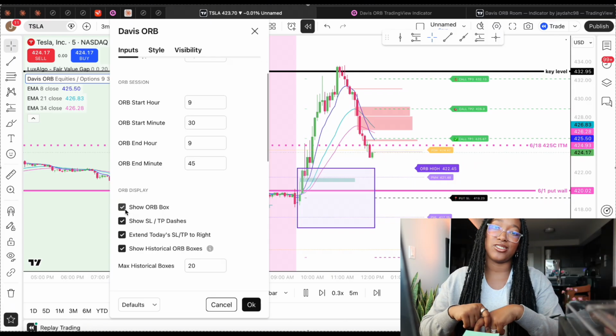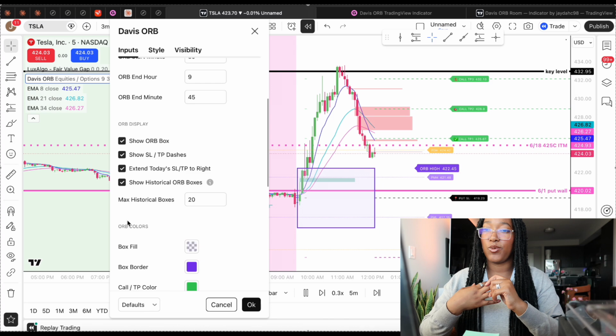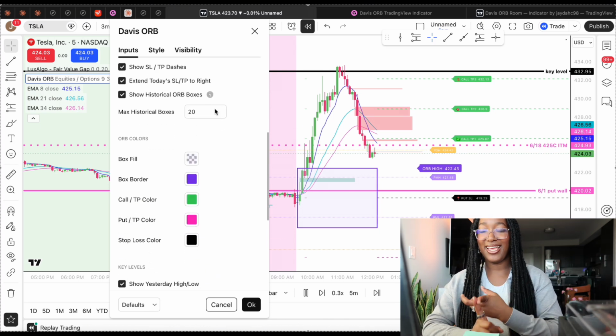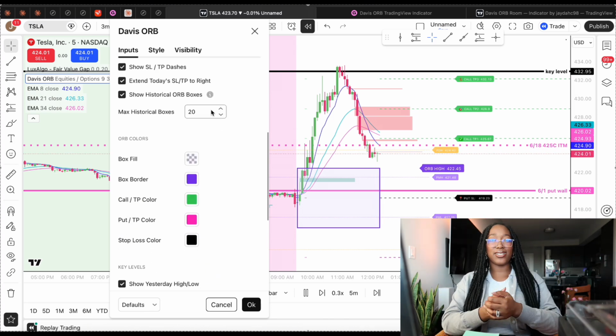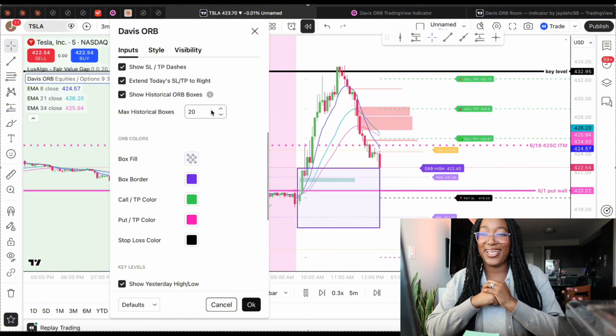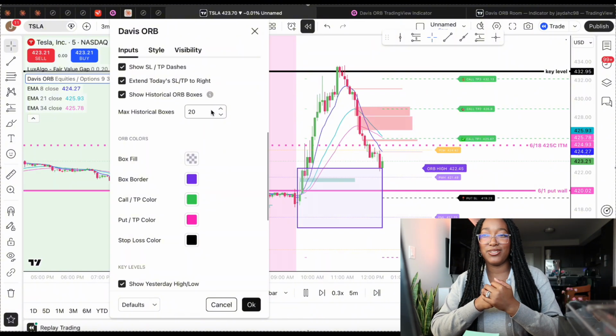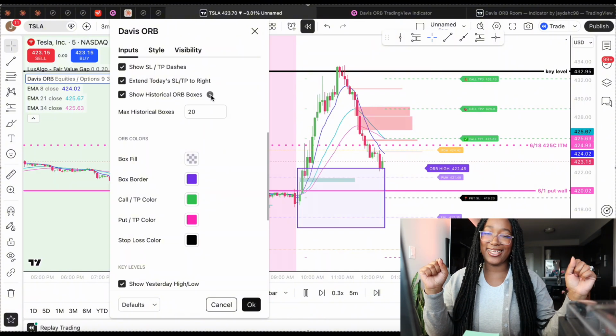Because my manager actually uses my indicator when he trades as well, and he trades in the futures market. So one day I was looking at his chart, and I was like, why are there so many boxes up there? Why do you have duplicate boxes? And he was like, I don't know, it was just there. So I left it there.